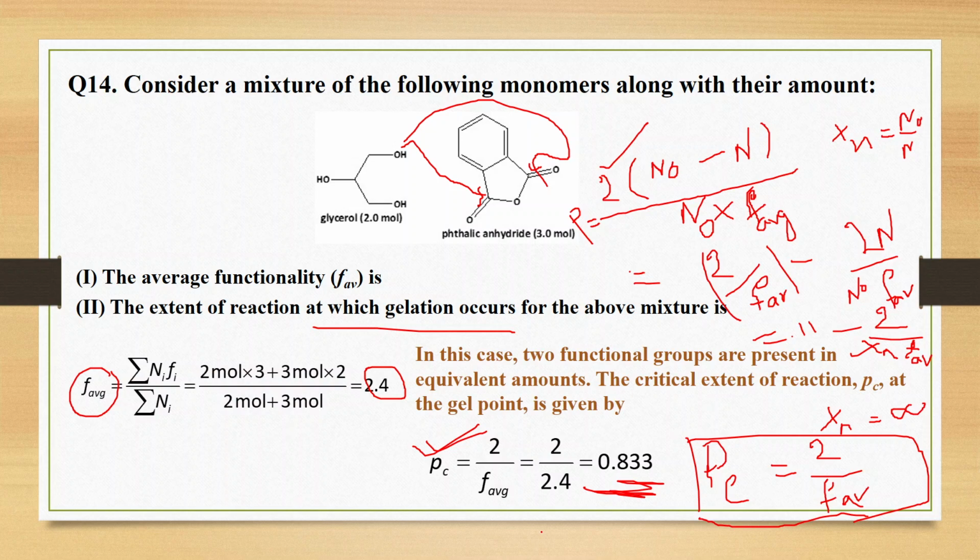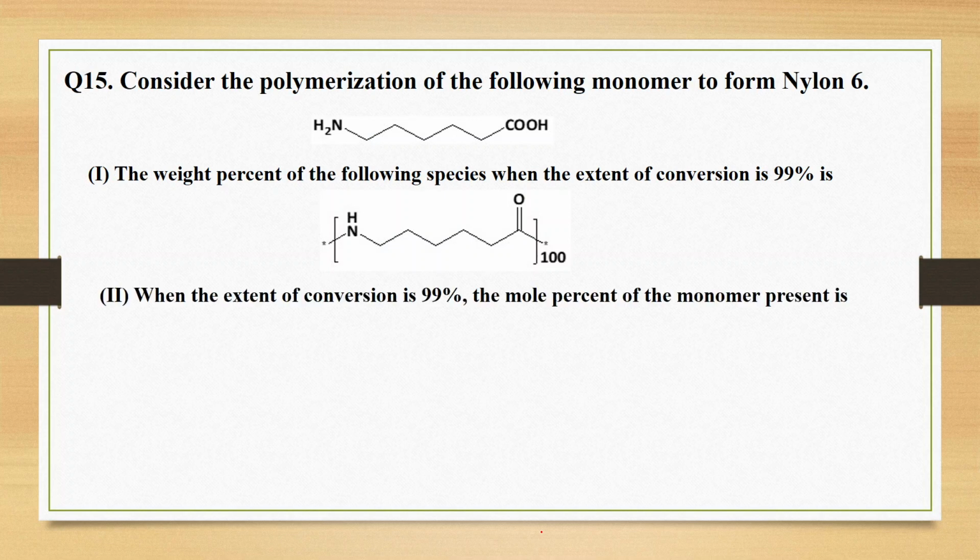Okay, so let us move to the next question. It says, this is the polymerization of the following monomers to form nylon 6. The weight percent of the following species when the extent of conversion is 99%.